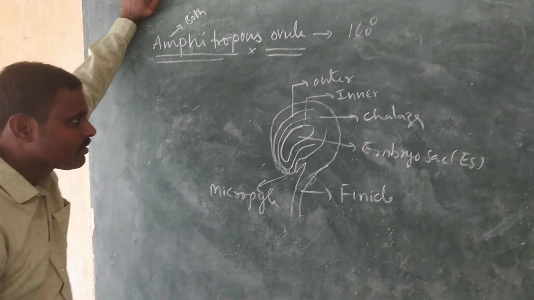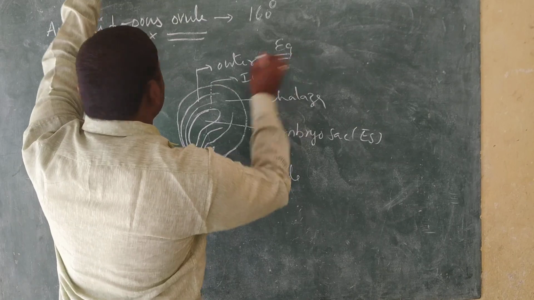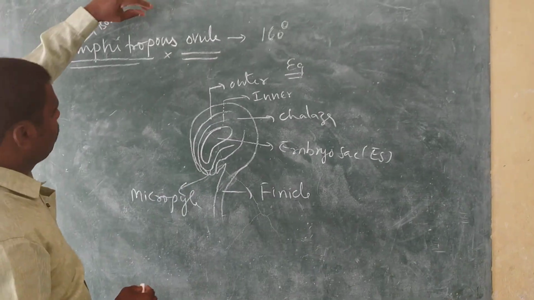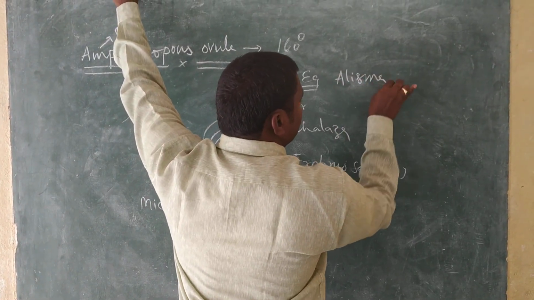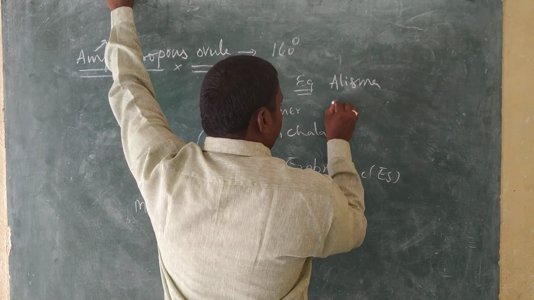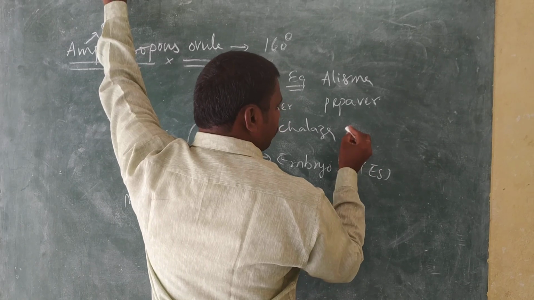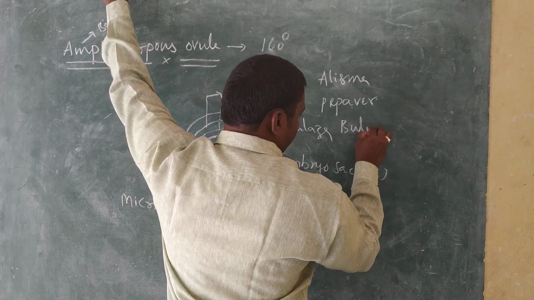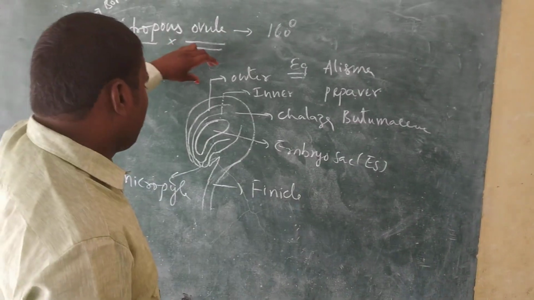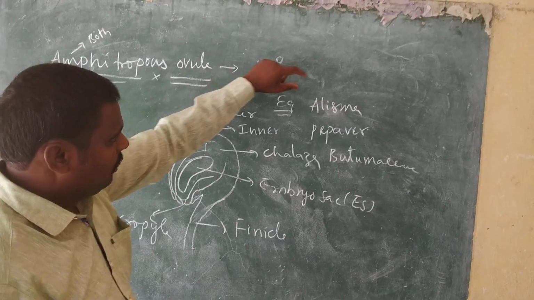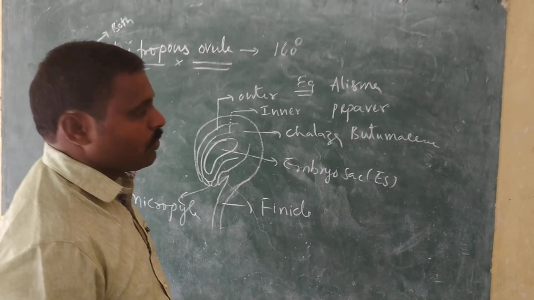In which members can we find amphitropous ovules? Examples for amphitropous ovules: Alisma, Papaver, and Butomaceae. These members exhibit amphitropous ovules.